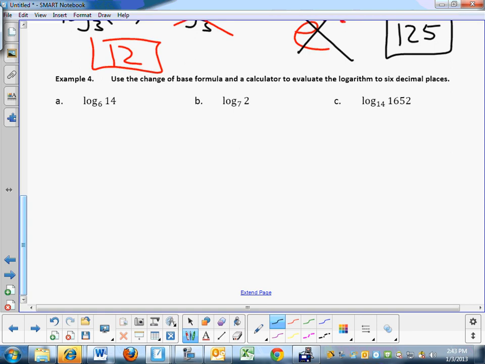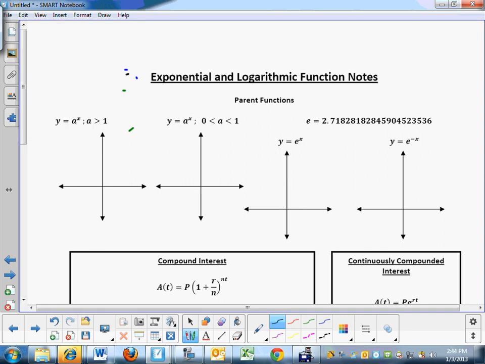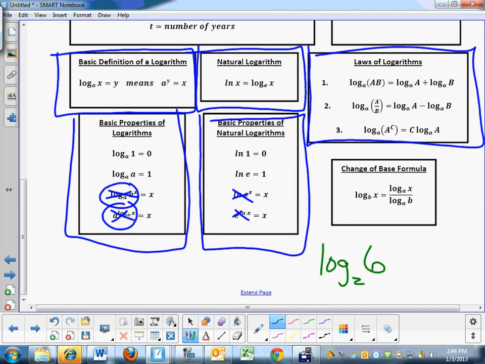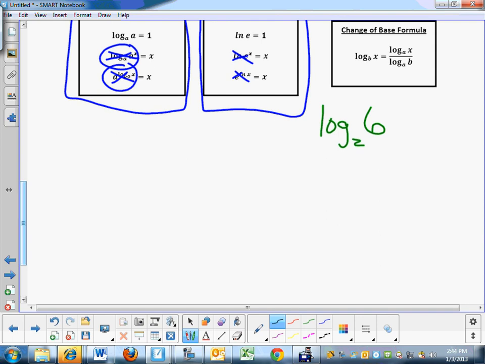All right, last thing. This is nice and easy, okay? Change of base formula. Use the change of base formula and a calculator to evaluate the logarithm to 6 decimal places. Here's the deal. If you go to your last page, and this is going to go really quick, but this is one of the most important parts of today. You're going to use this all of the time. On your calculator, you don't have a log base 2 button. You have a log base 10, and you have a natural log base e.